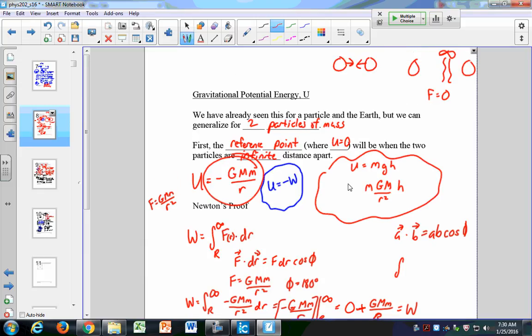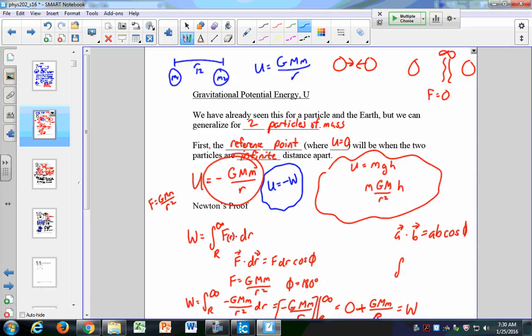If you have a collection of particles, let's say I have two particles here. They have masses m1 and m2, and they're separated by a distance r. We'll call this r12. Then the magnitude of their potential energy is G m m over r, just leaving off the negative.